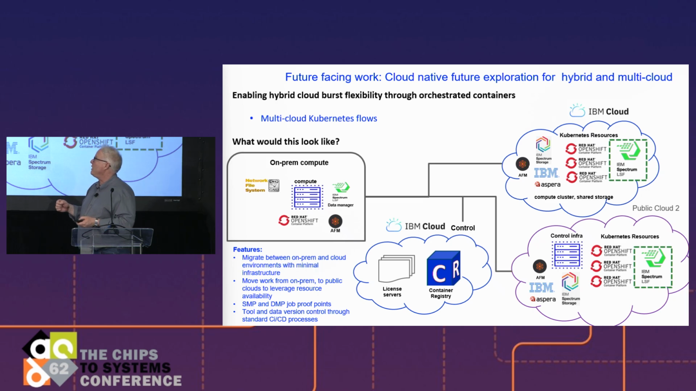And we've been spending quite a bit of time on how we can enable multi-cloud Kubernetes flows, both on-prem and in a public cloud or multiple clouds. For example, for the Albany mask making that I told you about, we do most of our mask runs with Kubernetes, either Red Hat OpenShift or what's called ROKS, Red Hat OpenShift Kubernetes Service in the IBM cloud.